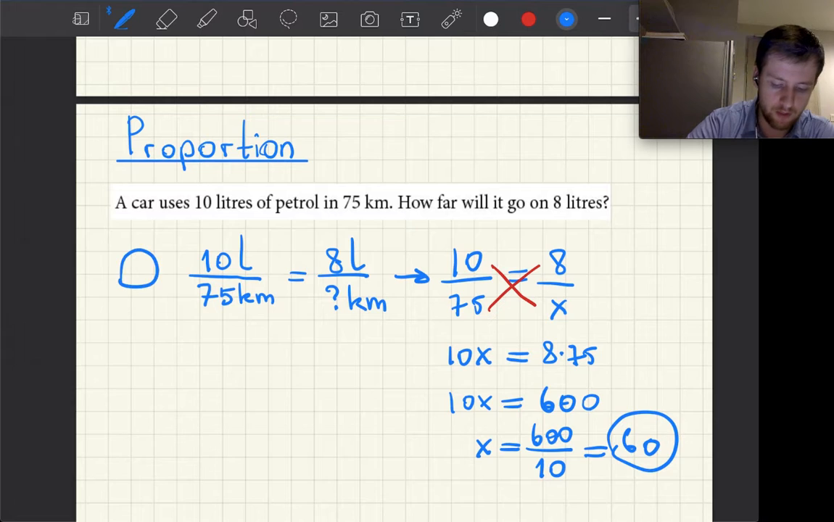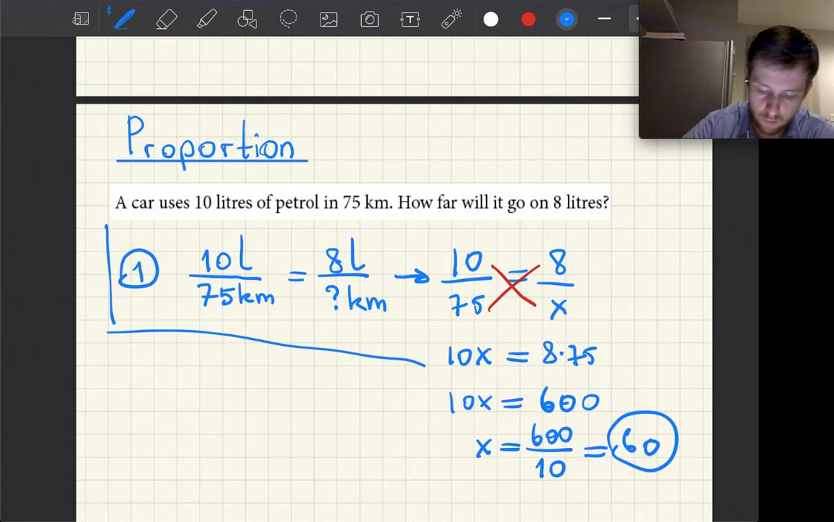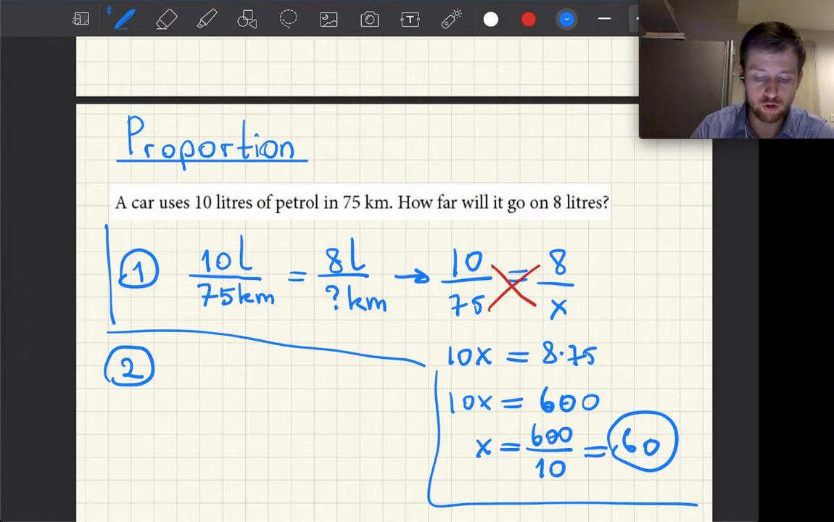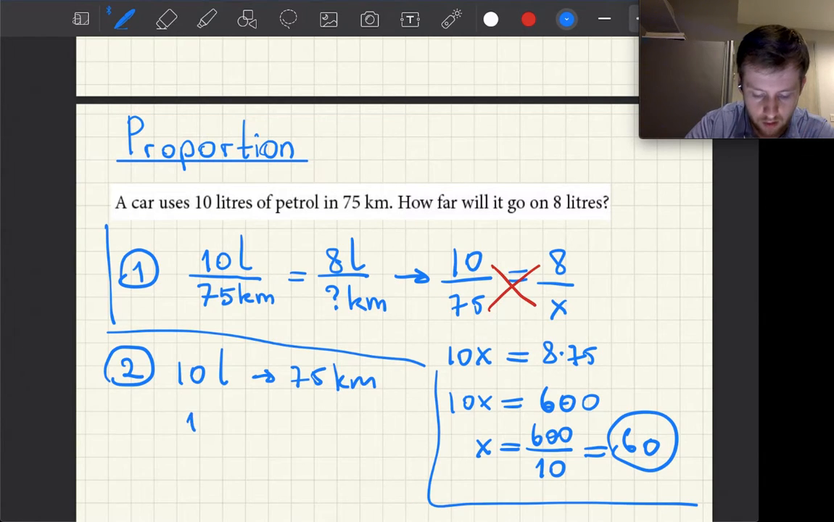This is actually the first method we can use. There's one more method here. Method number 2. What we can do is, we know that 10 liters will give us 75 kilometers. All right, so we can ask the question, okay, so 1 liter would be how many kilometers? We could do it this way.